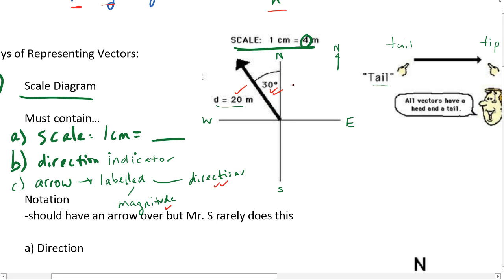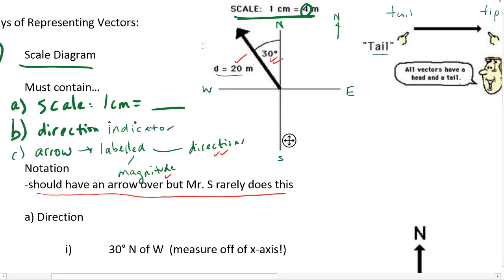Okay, now the other thing about vectors, when we write about vectors, we really should have an arrow. This is this part here. Should have an arrow, but Mr. Speiser rarely does. So for example, if we are talking about displacement, if you recall, this is usually the way we write displacement, the change in position. Technically, if that is a vector, we should be writing a little arrow over top, right?